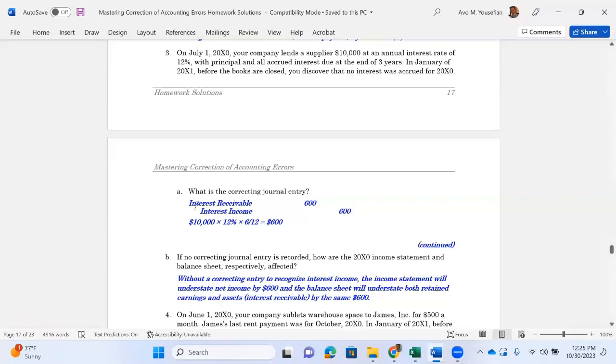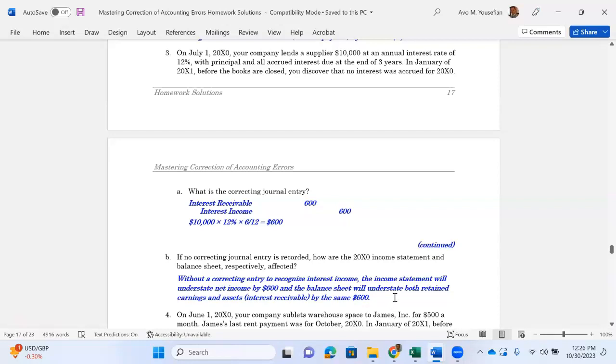If you don't record this interest receivable, then your asset in the balance sheet will be understated. And if you don't record this interest income, then your income in the income statement will be understated. And if the income is understated, then net income will also be understated. If net income is understated, then in the balance sheet, retained earnings eventually will be understated also. And here is the answer to section B, which I just explained.